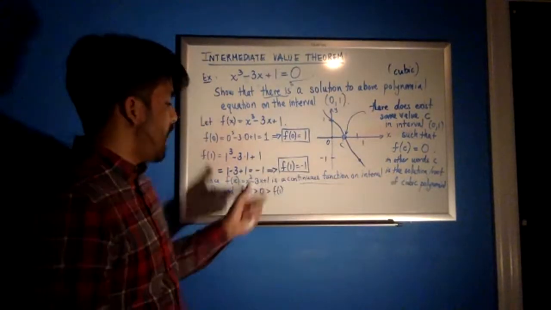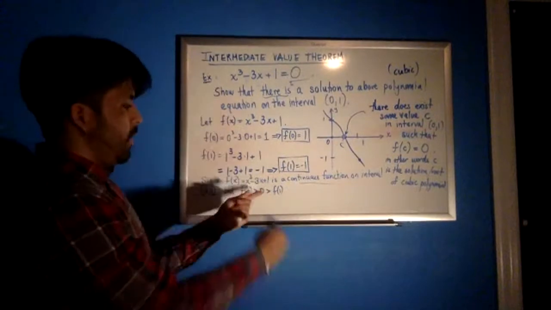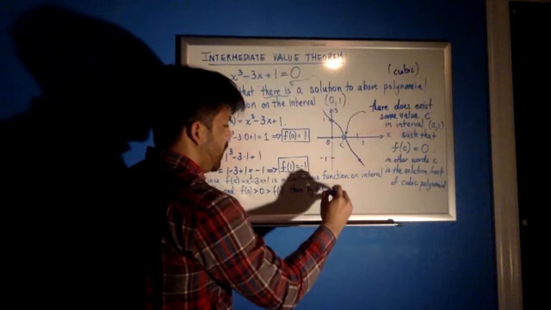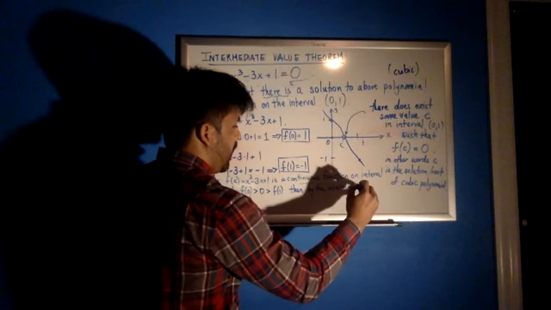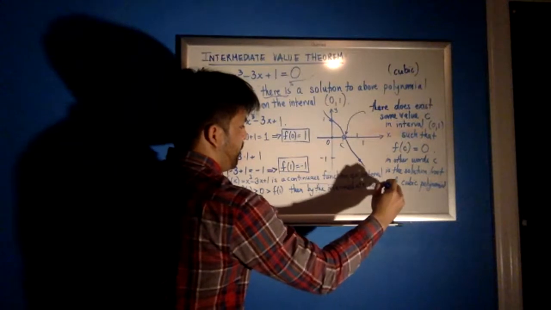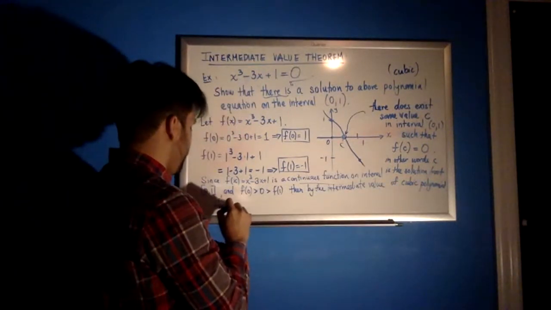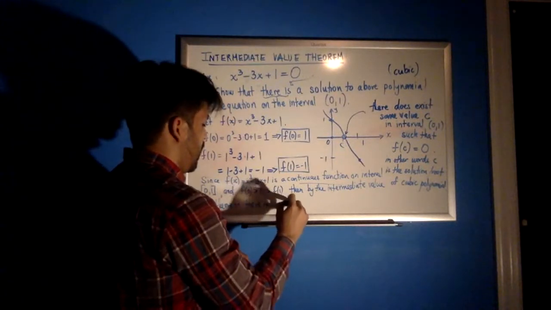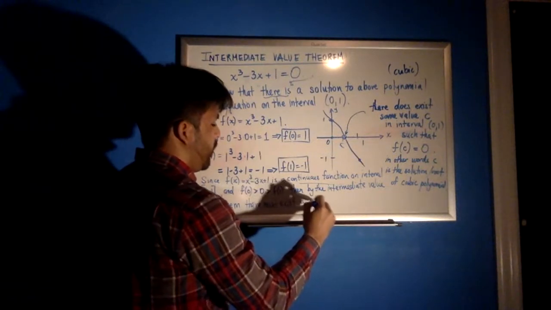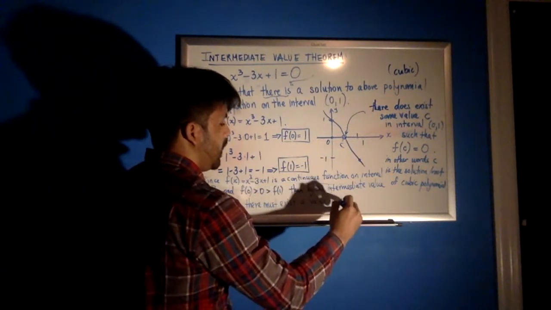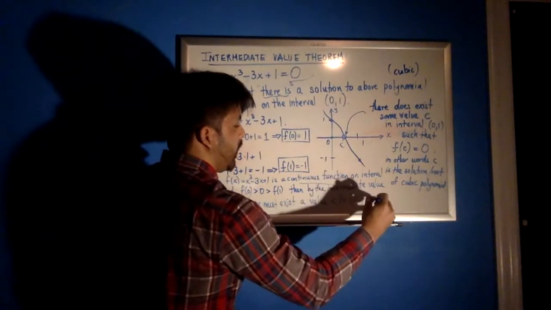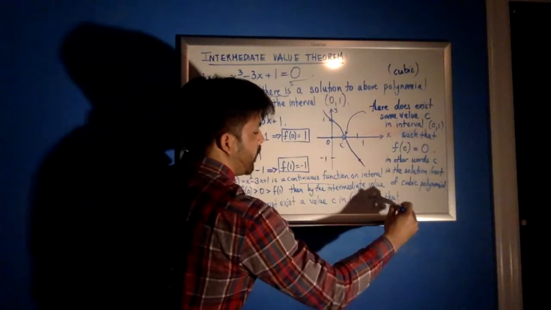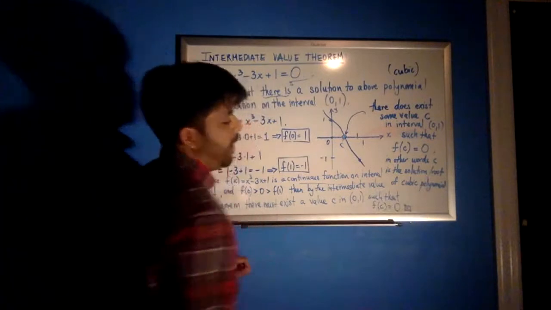So since it's continuous and at the endpoints my function is above 0 and below 0, then by the intermediate value theorem, there must exist a value c in the interval 0, comma 1 such that f of c equals 0. And I am done.